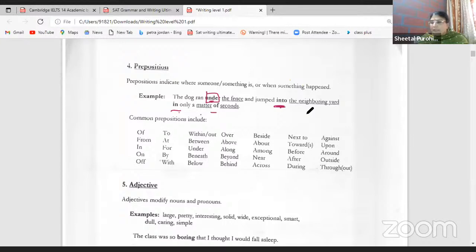Next, you should write: the object of a prepositional phrase can never be the subject of the sentence. Jaldi se likhiye. The object of a prepositional phrase can never be the subject of the sentence.